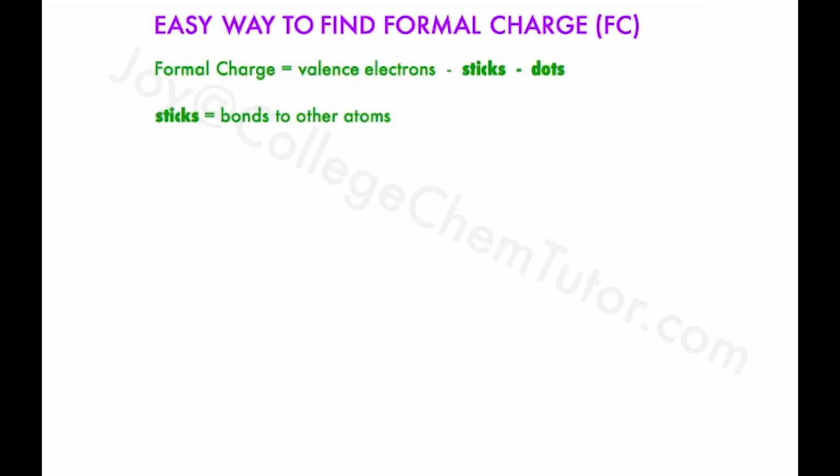In this lesson, we will learn the easy way to find formal charges, which is written as Fc throughout the video. The formula involves taking the number of an atom's valence electrons, minus sticks, and minus dots. Sticks is the number of bonds to other atoms, and dots is the number of unbonded electrons.